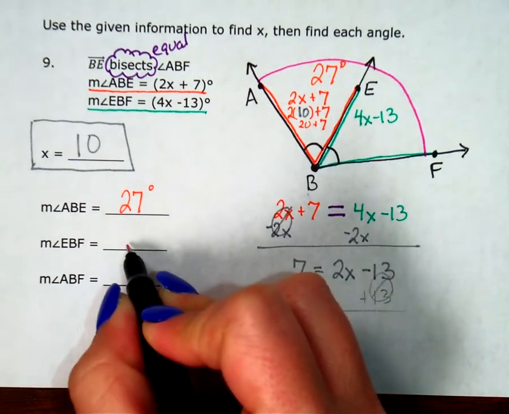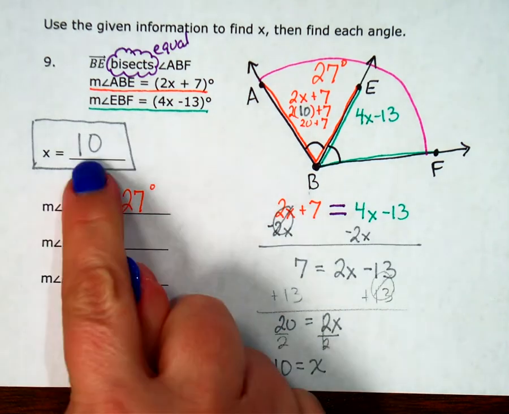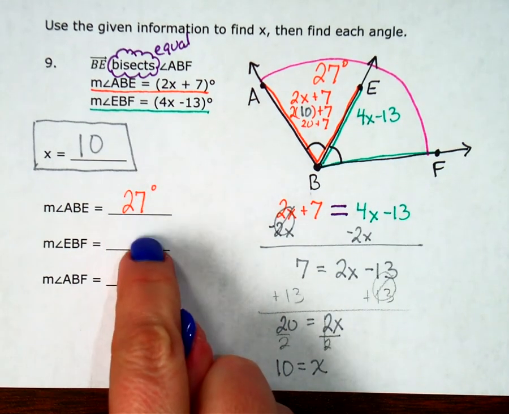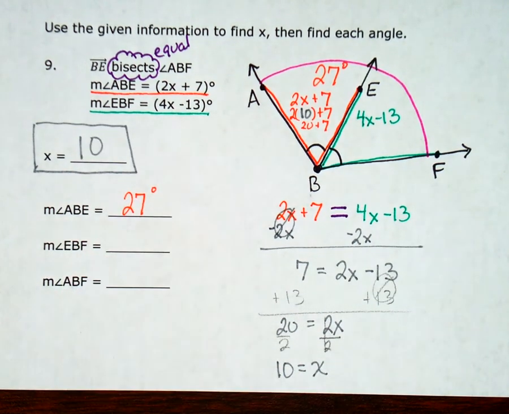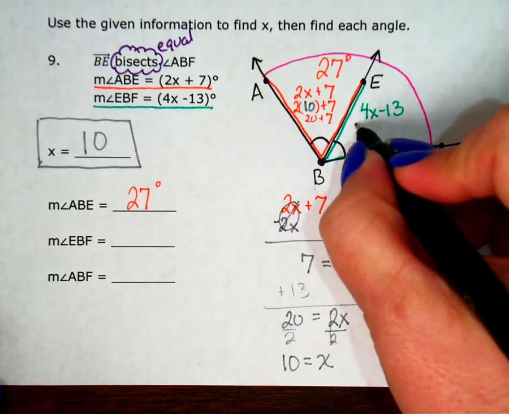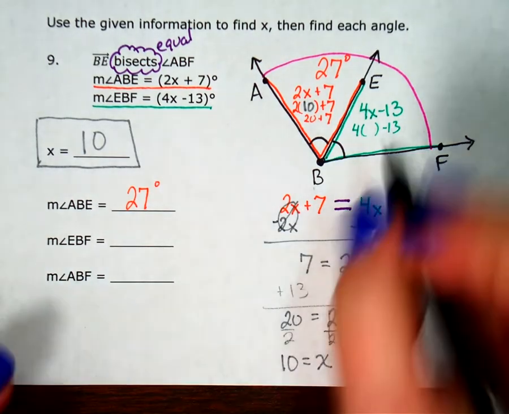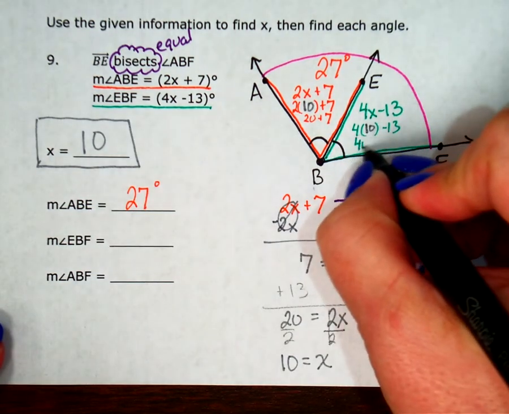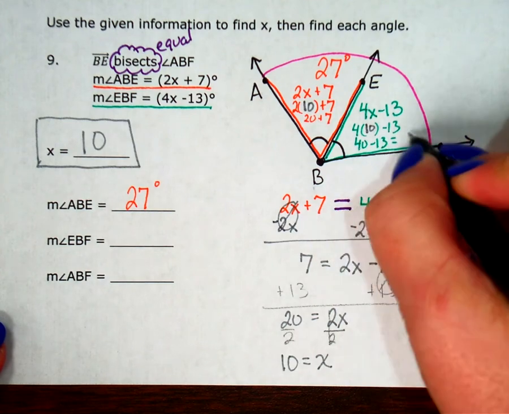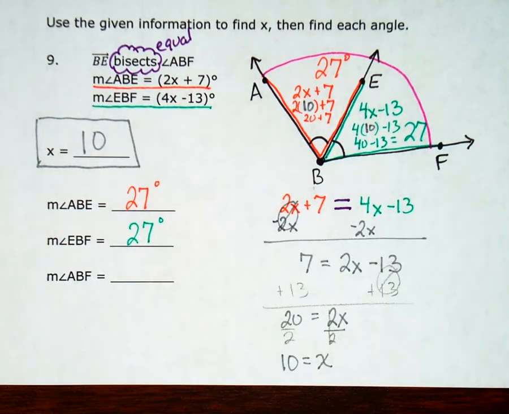Which means this one should also be 27 degrees, and I could just write that down if I'm confident in my math. But if I'm not, if I got x wrong, and I just go 27, 27, then I'm going to have all 3 of them wrong, and I won't have checked my work. Whereas, if I come over here and I do 4 times x minus 13, and I plug in my 10, and I do 4 times 10 is 40, and 40 minus 13 is 27. So we can feel confident that we did do our math correctly.